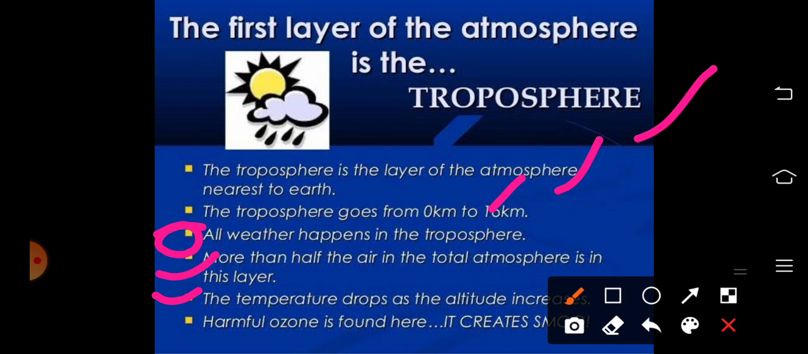Then another important feature is that harmful ozone is found here. It is not the ozone layer, please don't misunderstand this. Harmful ozone is very dangerous because it creates smoke or smog. Smog means smoke plus fog.